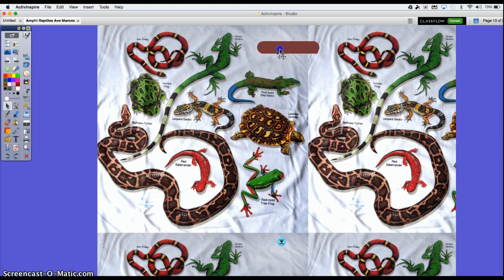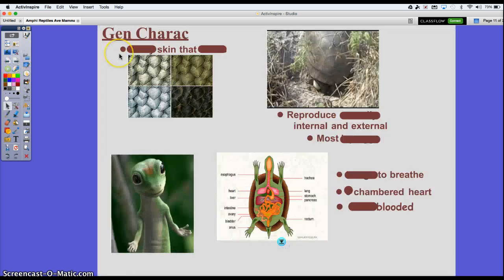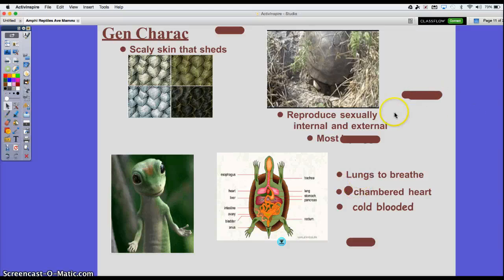Reptiles is my first set of organisms, and just like amphibians, I'm going to cover general characteristics, and then I'm going to cover orders. So who can help me out here with general characteristics of reptiles? Demi. Scaly skin that sheds. Cold-blooded. Like amphibians. They reproduce sexually, both internal and external, but most of them do what? They use lungs. When they reproduce, how do they reproduce? They lay eggs, okay? They use lungs to breathe, and how's their heart? 3-chambered. So like amphibians, they're 3-chambered and cold-blooded.